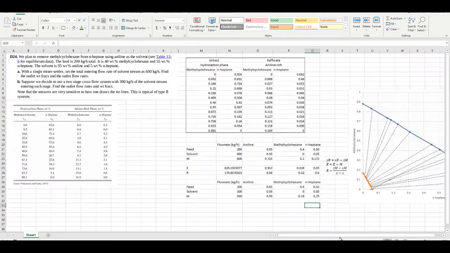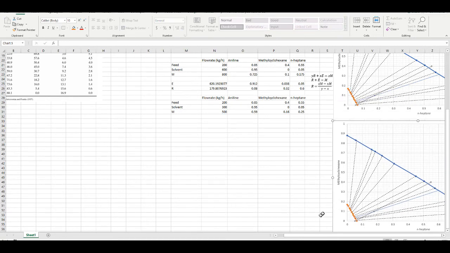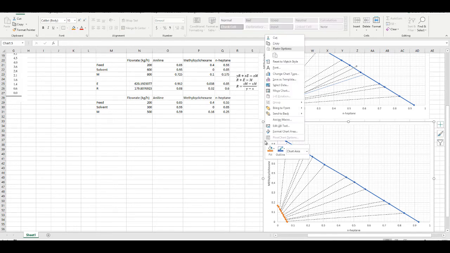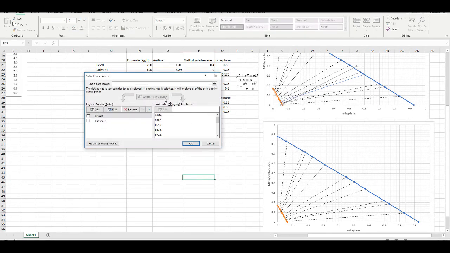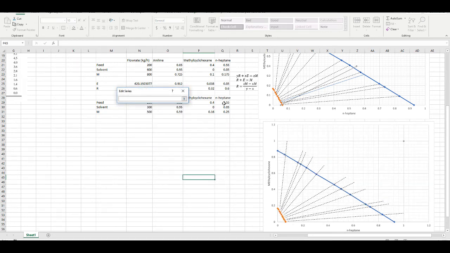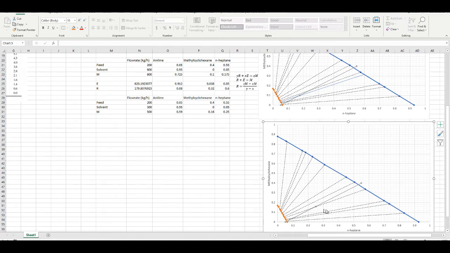And now what we can do is create a new graph here. Next step is to simply graph the point. Once again, since the compositions of the feed and the solvent are the same, we should expect this mixing line to be the same. It's just that since flow rates are different, the mixing point will be at a different point. Once again, using the X values as N-heptane and the Y values as methylcyclohexane, we get virtually the same thing, except that the mixing point is now here.